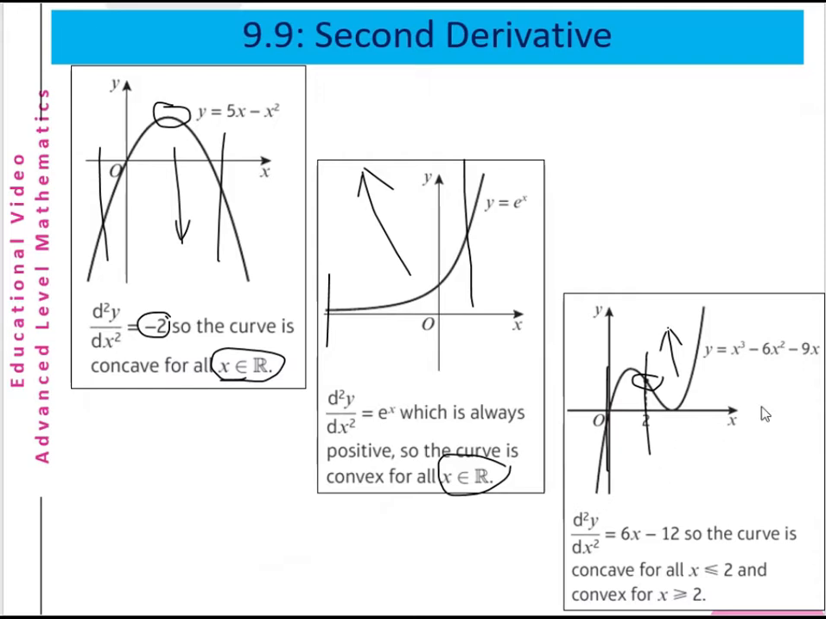But this curve is different. If y equals x cubed minus 6x squared minus 9, and we differentiate it twice, we get 6x minus 12. So the 6x minus 12 will be positive or negative, depending on the values of x. So for concave, all the x less than or equal to 2, the open end is facing down, so it's concave, and for x greater than or equal to 2, the open end is facing up, so it is convex.